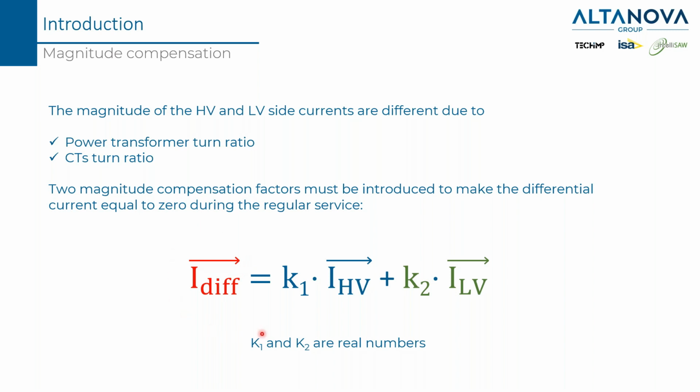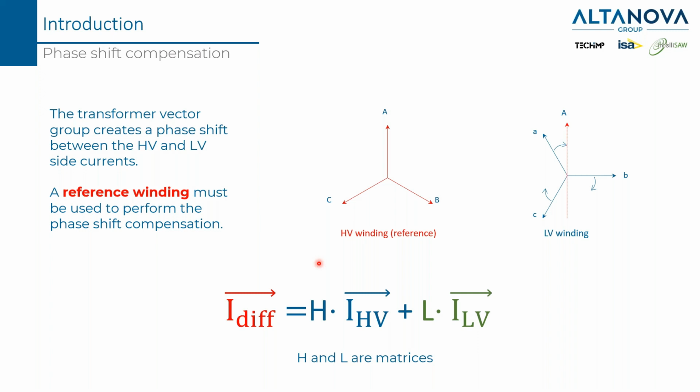Okay, so we start to see that the differential current formula starts to be a little bit more complicated. It's not only the sum of the primary current and the secondary current, we also have to consider the multiplication by two real numbers. A little bit more complex is the phase shift compensation.